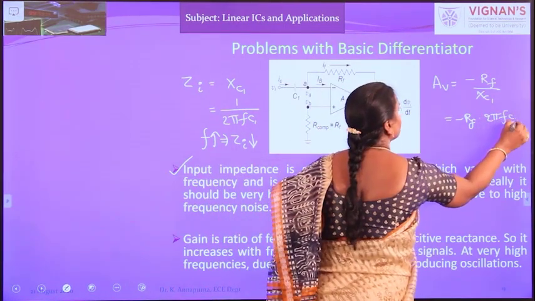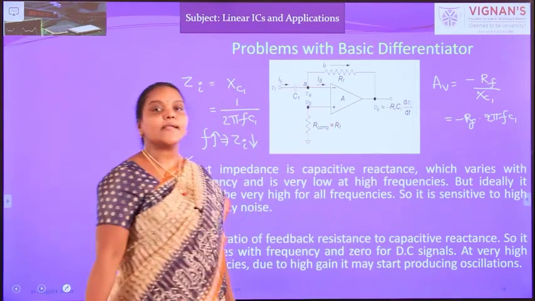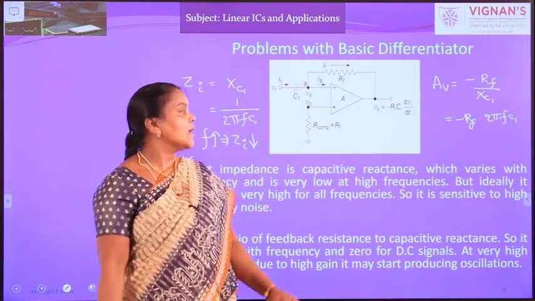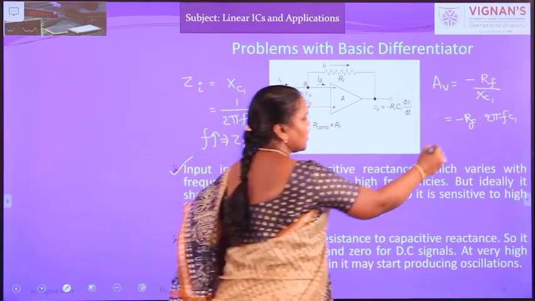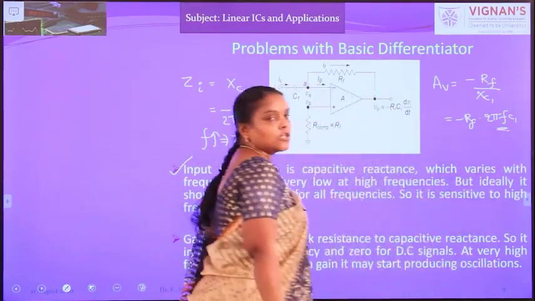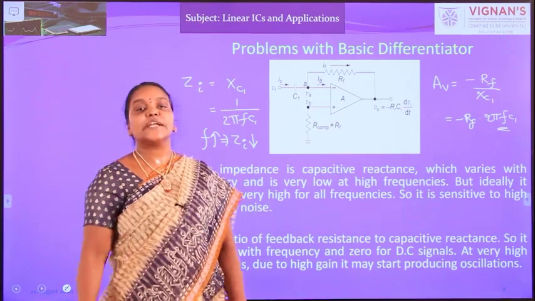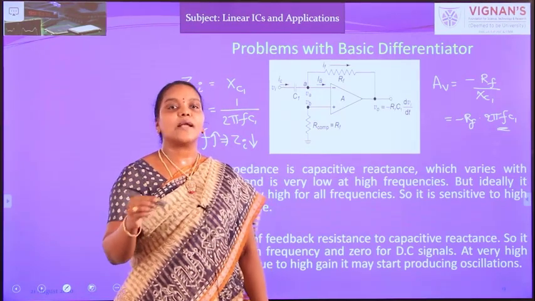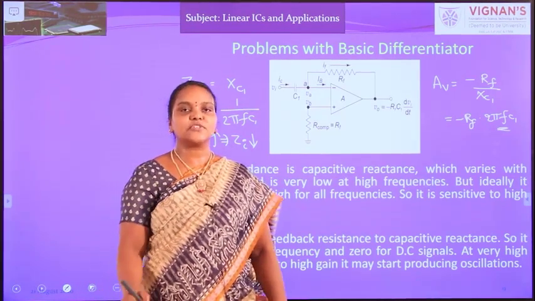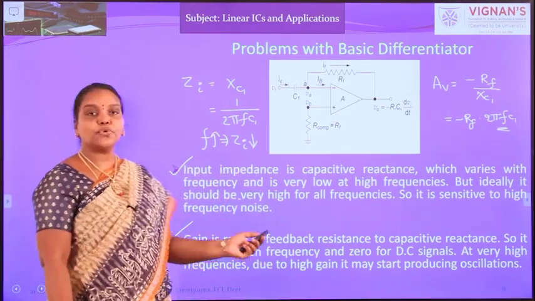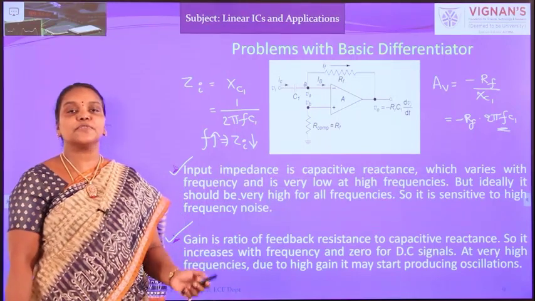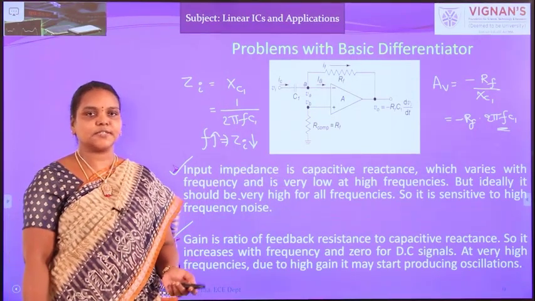2 pi F C1. So here as frequency is increasing, gain is also increasing because gain is directly proportional to the frequency. So at very high frequencies, it offers very high gain and leads to oscillations because of instability. So the second problem is instability. To overcome these 2 problems, we go for the practical differentiator circuit.